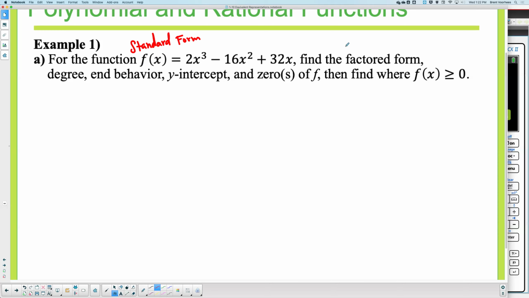This is standard form. First, we need to find the factored form. So I'm going to do that first. And I'm going to use numbers just so you can kind of check back as we go through later on the notes. So for the factored form, what you first always look to see is if there's a GCF. Does this function have a GCF? Yes. What's our GCF?